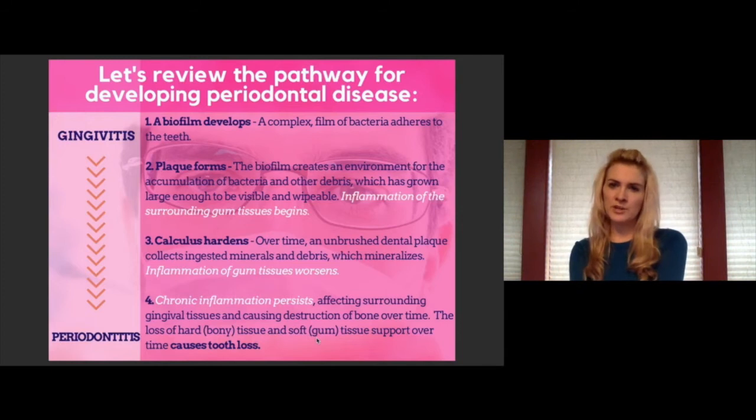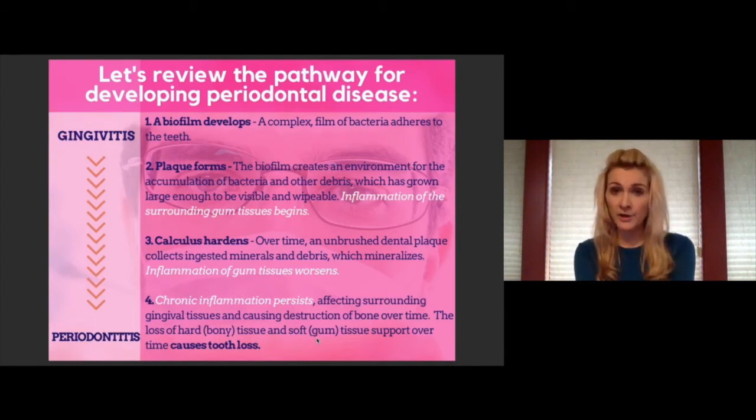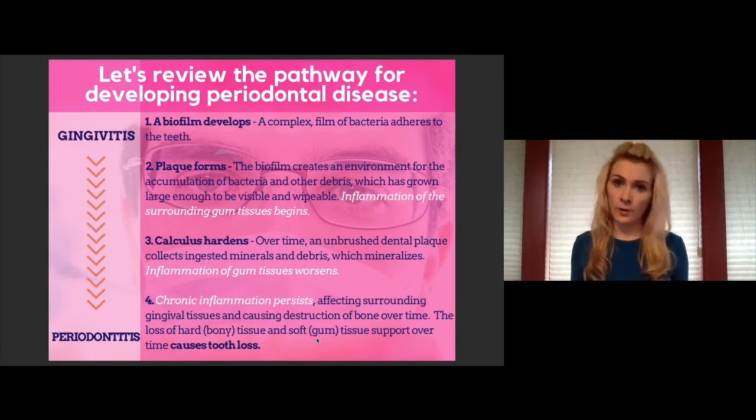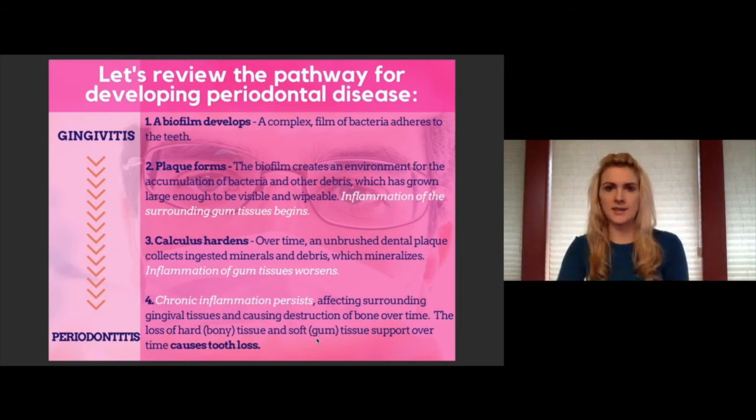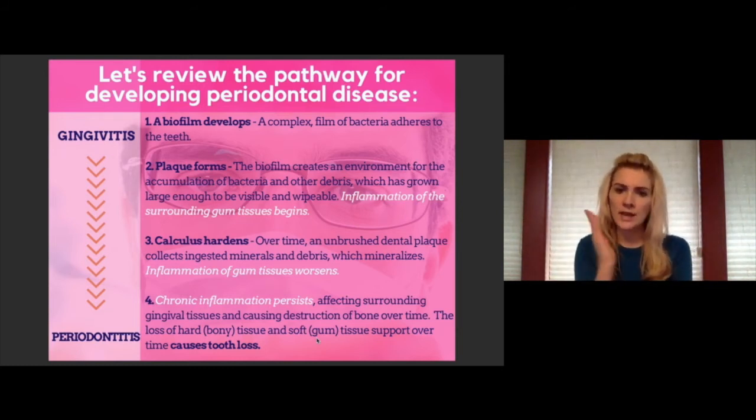So let's just take a moment to review the pathway for developing periodontal disease. As we've discussed before, the first thing, after not brushing for minutes to hours, a biofilm develops on our teeth. It's a complex film of bacteria that adheres to the hard tooth structure in the presence of water, or in our case, saliva in the oral environment. What happens to that biofilm? Well, it starts to collect gunk and debris and things like bacteria, which in turn causes a plaque to form. Plaque is the white gunky stuff that you can see. It's visible intraorally and wipeable.